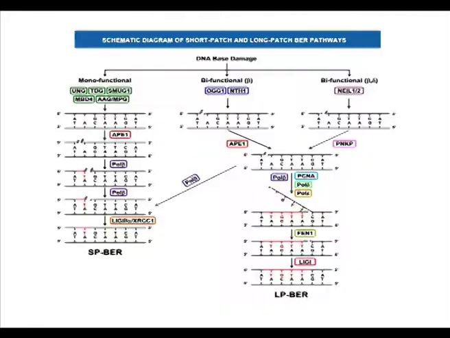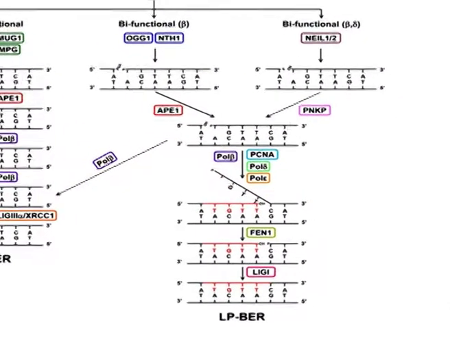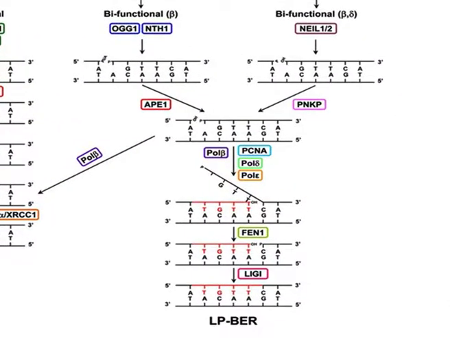Long patch base excision repair. Long patch base excision repair replaces a strand of nucleotides with a minimum length of 2 nucleotides. Long patch BER requires the presence of proliferating cell nuclear antigen, or PCNA, which acts as a scaffold protein for the restructuring enzymes. Other DNA polymerases, possibly Pol delta and Pol epsilon, are used to generate an oligonucleotide flap. The existing nucleotide sequence is removed by flap endonuclease 1, or FEN1. The oligonucleotide is then ligated to the DNA by DNA ligase 1, or Lig1, sealing the break and completing the repair.